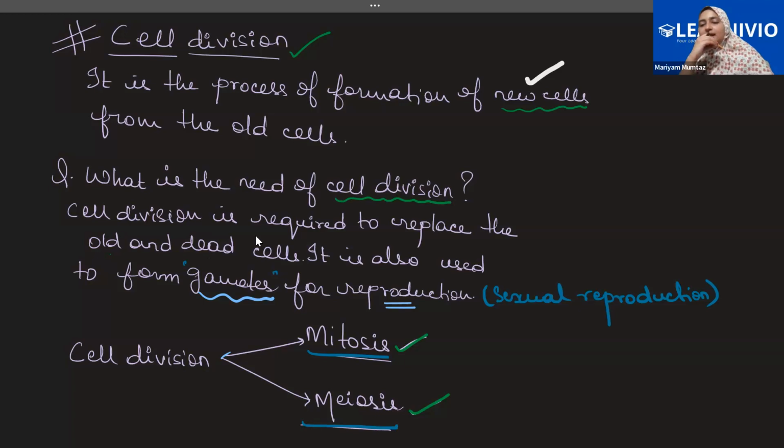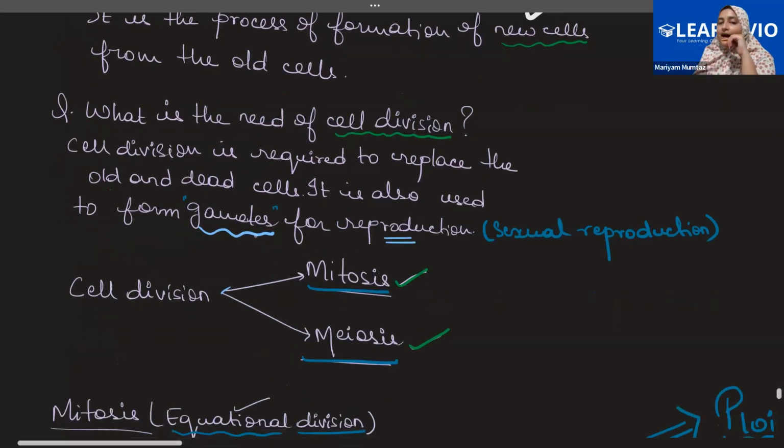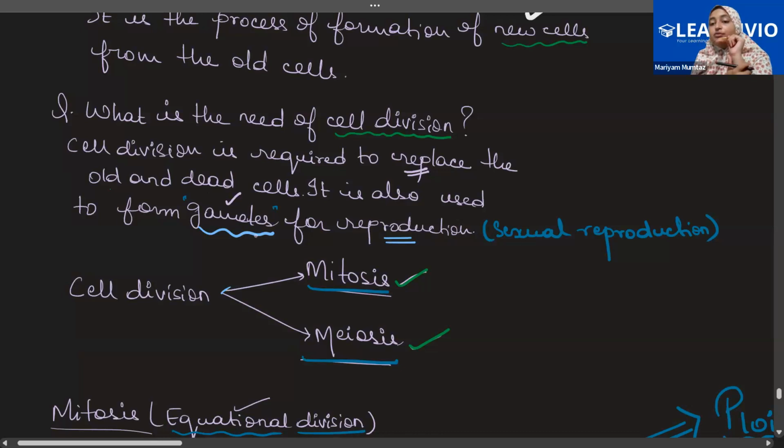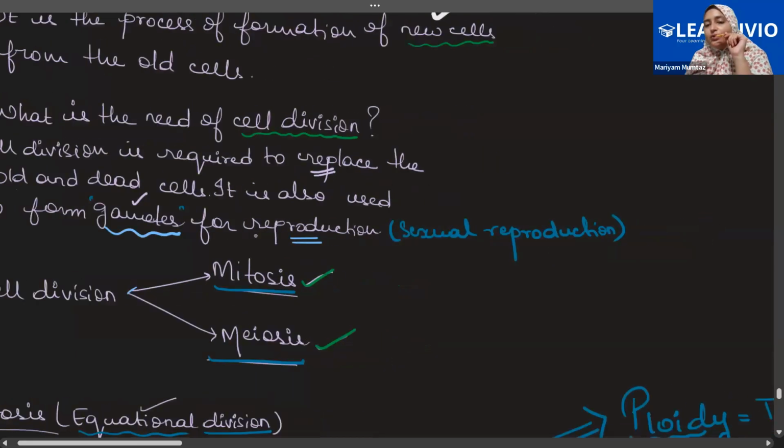Now, you people have noticed that whenever you get a scratch or any kind of wound, after a few weeks, new skin is formed, isn't it? Yes, ma'am. That new skin is formed because cell division took place in your body. So, cell division is required to replace the old and dead cells, and it is used to form gametes. The first reason is that it is required to replace the old damaged cells. The second reason is that it is used to make gametes. Now, gametes are the cells that are used for reproduction, the sexual reproduction.